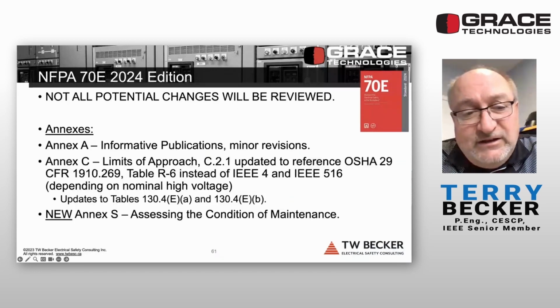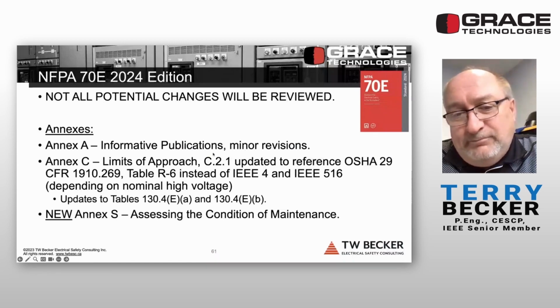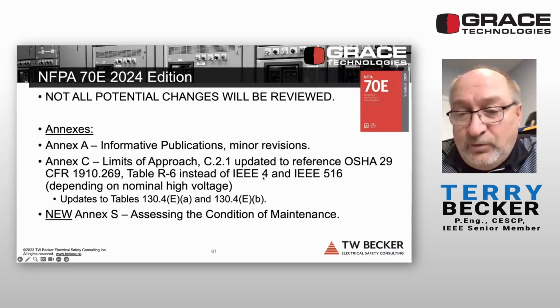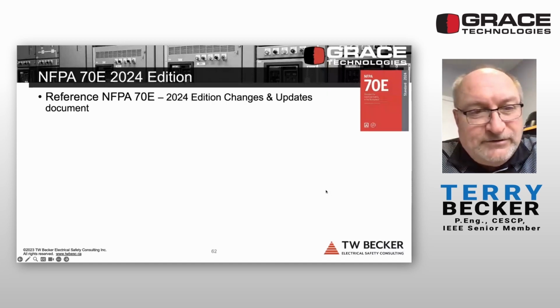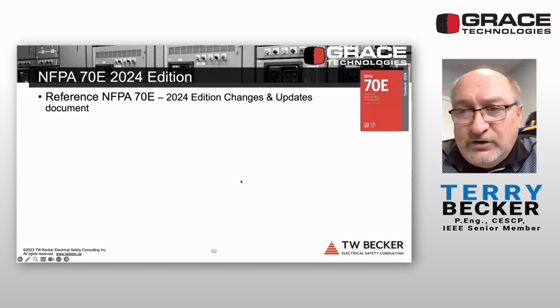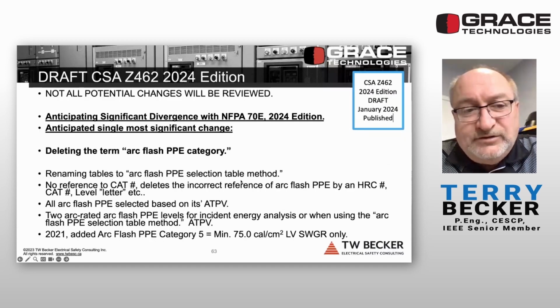As far as the annexes in 70E, not a lot of change. Some publication and minor revisions. Annex C was updated to reflect the OSHA arc-over distances instead of IEEE 4 and 516. And a new Annex S was added, a summary related to 70B, assessing the condition of maintenance of electrical equipment. Ultimately, get a copy of 70B. You need the trifecta here: safe installation, safe work practices, and maintenance for safety. All along, I've been promoting that for a decade. And I will have a 70E 2024 edition changes and updates document emailed out separately.